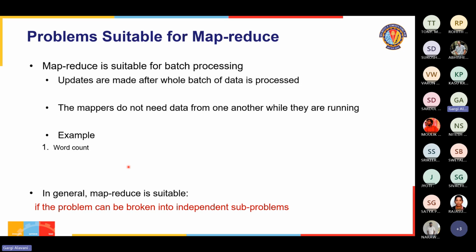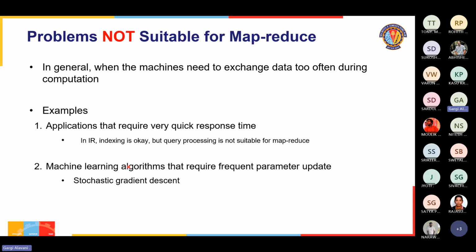So what are the problems not suitable for MapReduce? In general, when machines need to exchange data often, it becomes a problem because the network becomes a bottleneck. Applications which require very quick response time, like IR query processing, are not suitable for MapReduce. Machine learning algorithms that require frequent parameter updates are also not suitable for MapReduce.